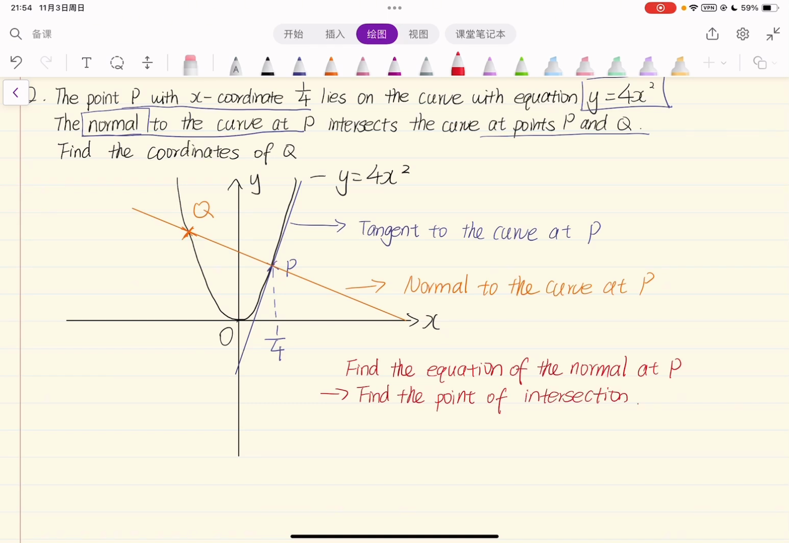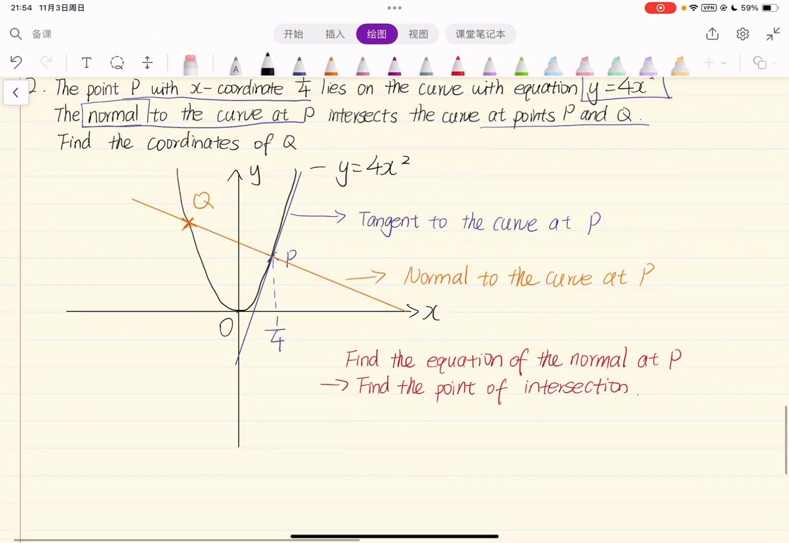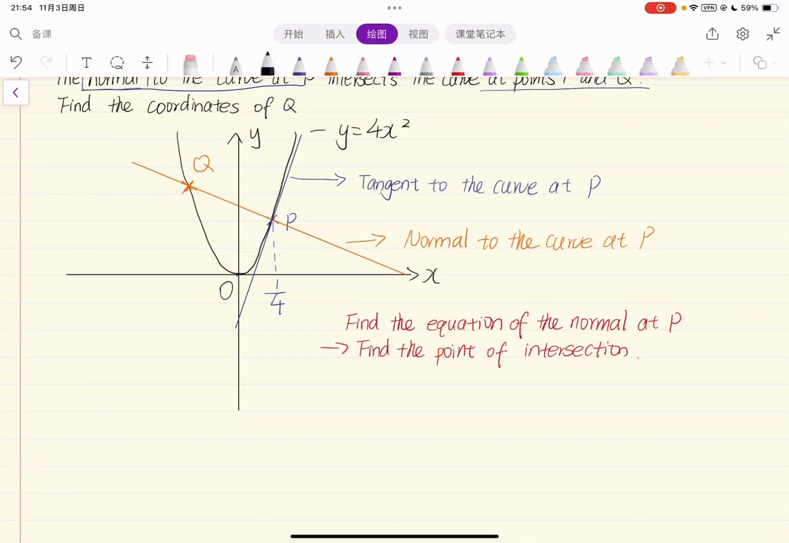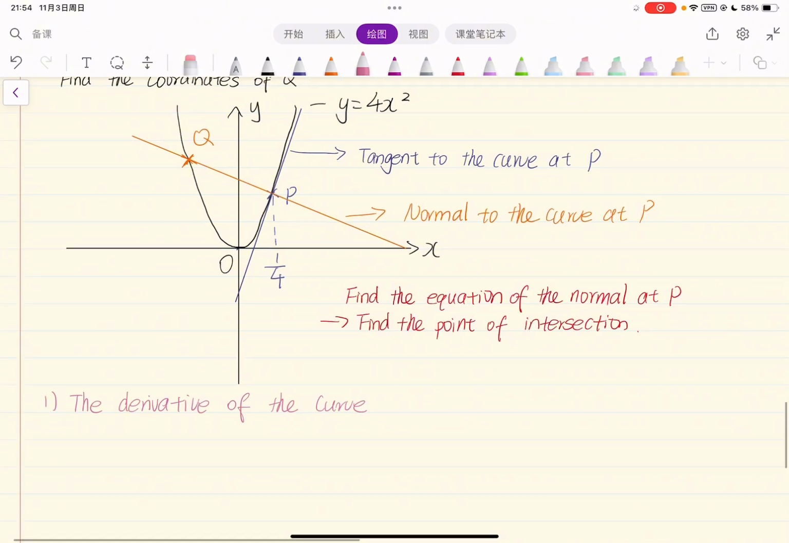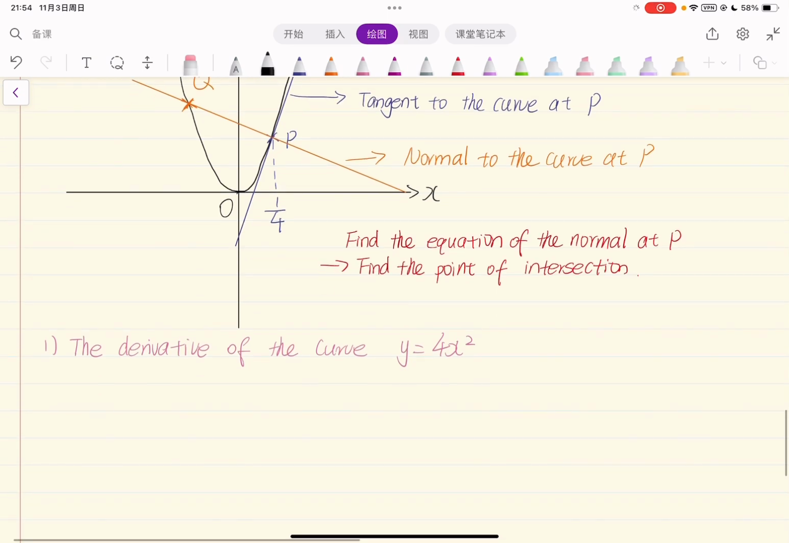So let's start. Firstly, we need to find the derivative of the curve. Let me change to another color. We have the curve y equals 4x squared. So the derivative of that, dy over dx, equals 8x.